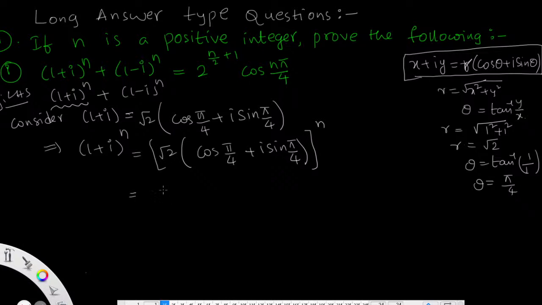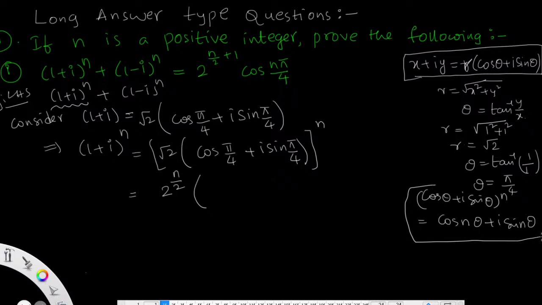So this is nothing but 2 to the power of root 2, that is 1 by 2 as the power n, which is nothing but 2 to the power of n by 2. As per De Moivre's theorem, what is the formula? (cos theta + i sin theta) whole to the power of n. As per De Moivre's, power joins with argument, that is cos n theta + i sin n theta. This is the formula for De Moivre's.